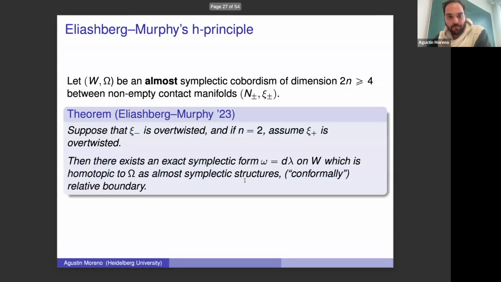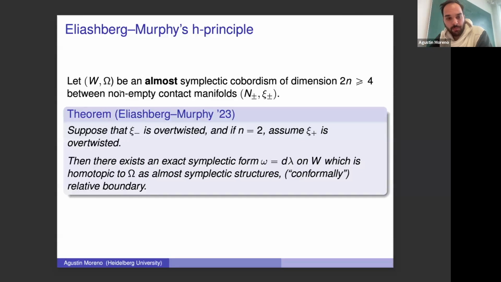And then the last ingredient in the proof, and this will be one of the main ingredients, is the h-principle of Eliashberg and Murphy. So what they tell you is that if you start with an almost symplectic cobordism, a smooth cobordism with a non-degenerate two-form omega, which is nice at the boundary, so it's like a symplectization form at the boundary, and if you're in dimension at least 4, and you also have to assume that the boundaries are non-empty. So this is also important. It doesn't work for a filling or a cap.